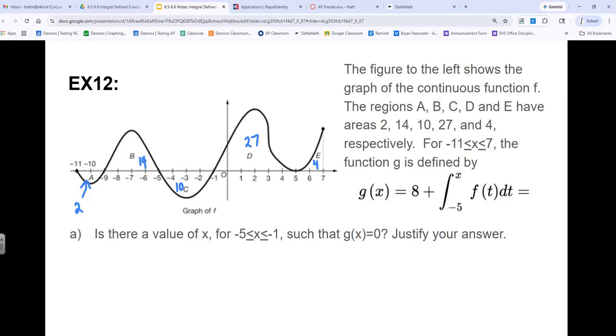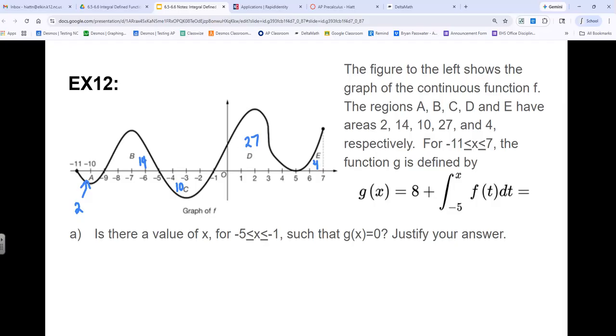And then they give us this integral defined function. And A says, is there a value of x from -5 to -1 such that g of x equals 0? Justify your answer. What does that sound like we should be doing if it's asking whether there is a value equal to this? It's one of those theorems that we've used lots of times. Close, it's not going to be that one. It's the other one. Intermediate value theorem is the one that we're going to use here. We're not using mean value because we're not talking about a derivative. Derivatives are with mean value.